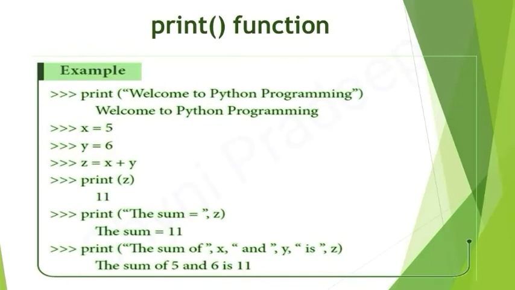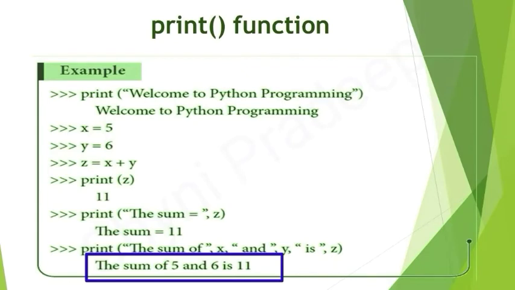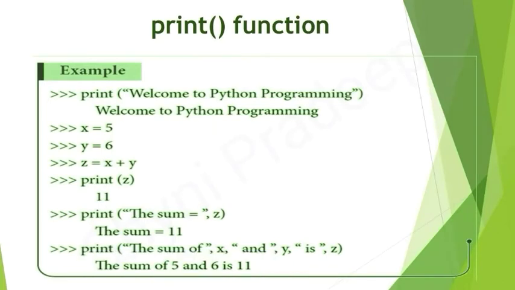And write again, and, because it is given in the double quotes. And y, what is the value of y? 6. And again write this, because it is given in the double quotes. And what is the value of sum? 11, because it is a variable, okay. So the sum of 5 and 6 is 11. So these are the examples for output function, that is print function, okay.